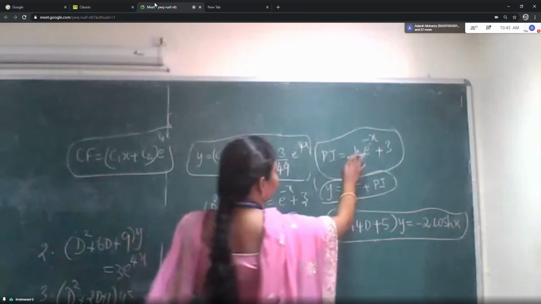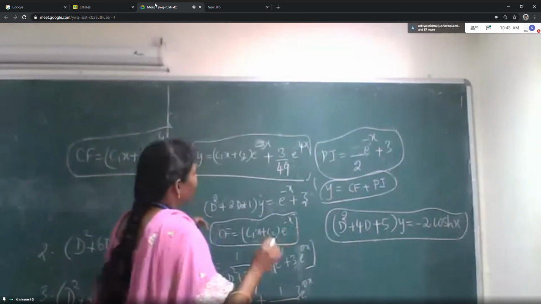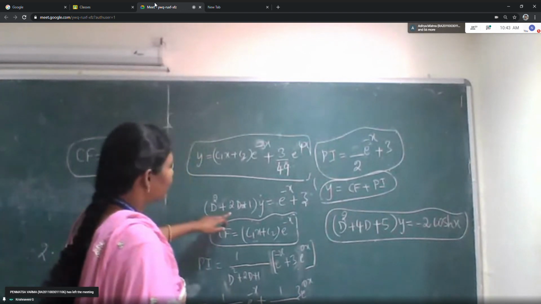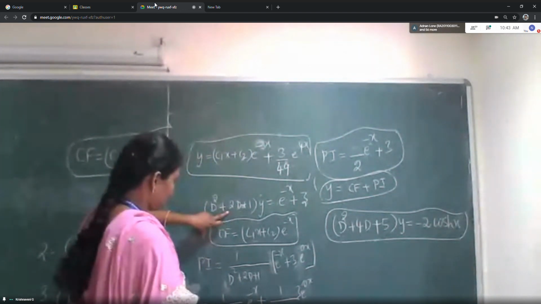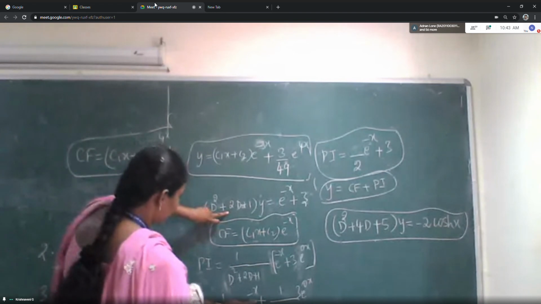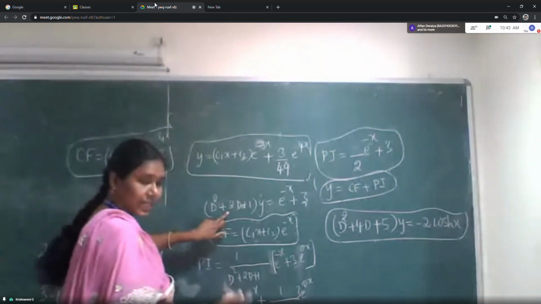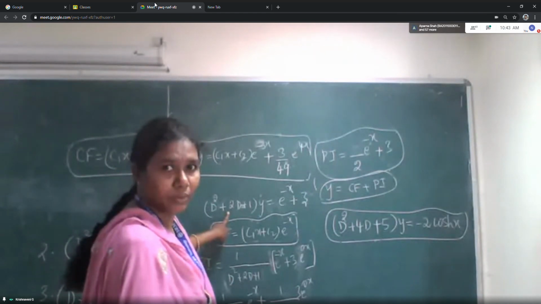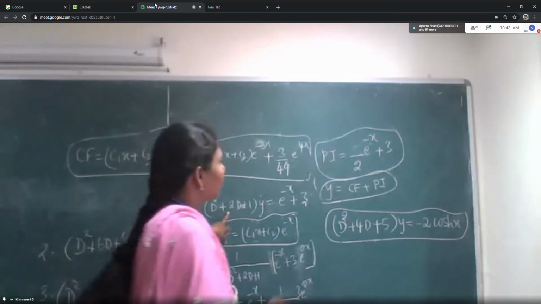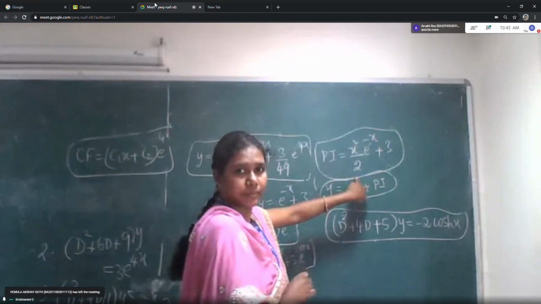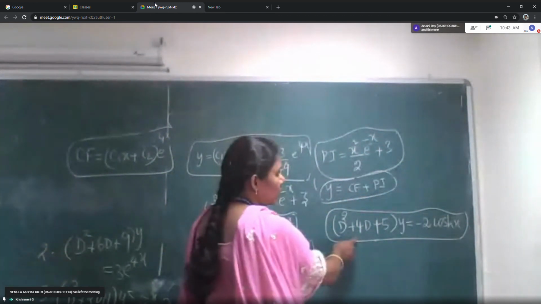Here x square will come. Problem. Where is the first one? This is okay. Yes, 0. In the second term also again you got 0. Yes, ma'am, it's 0. x square by 2. Okay. This one.